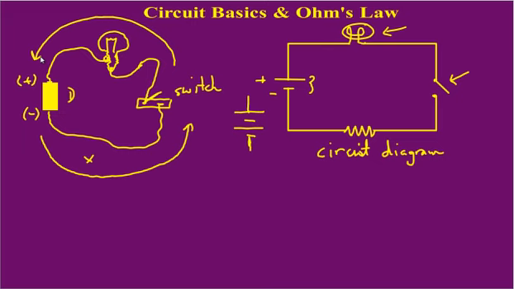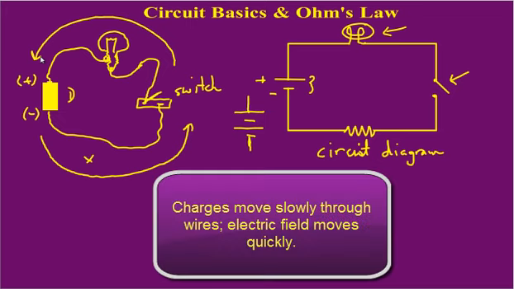And that has to do with the fact that even though the charges move slowly, the so-called marching orders, the order that the charges feel to start moving, which is the electrical pressure from the battery, that electrical pressure is known as the electric field. And it's the electric field that travels at the speed of light through the wires. It's not the charges themselves, big misconception. Not the charges themselves, they move quite slowly, but the electric field travels quickly through the wires.